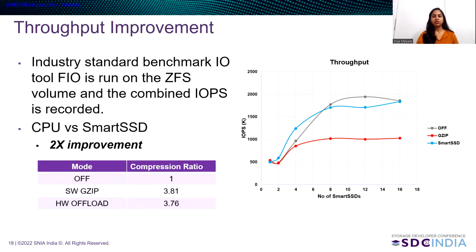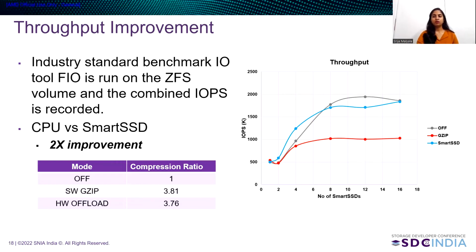We have done this for 3 scenarios. The one where there is no compression involved, which is the off case, the gray plot here. The second where the CPU resources are used for the compression, which is the red plot here. And the third where the compression tasks are offloaded to the FPGA, which is the SmartSSD plot, the blue one here. Note that the algorithm used in both the compression on cases is GZIP level 1.